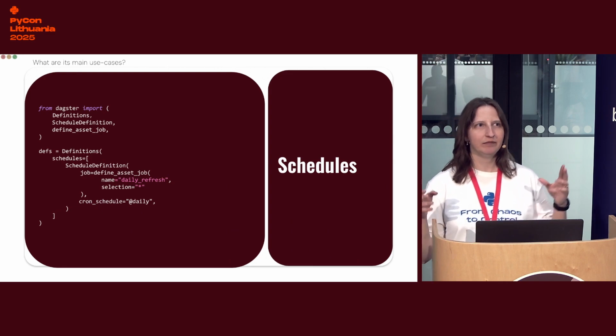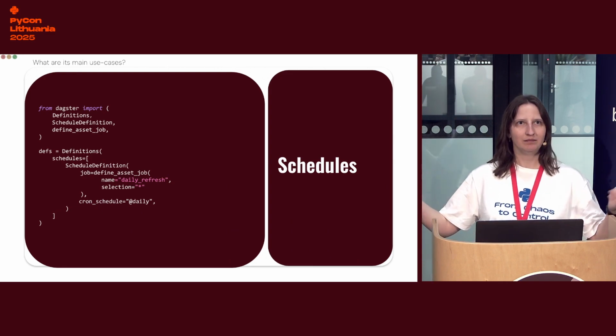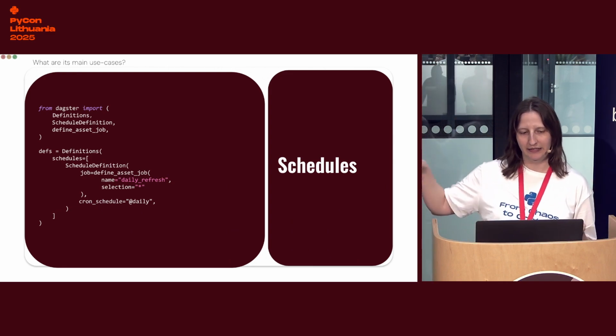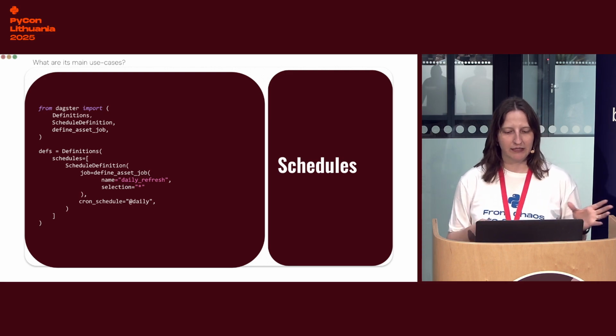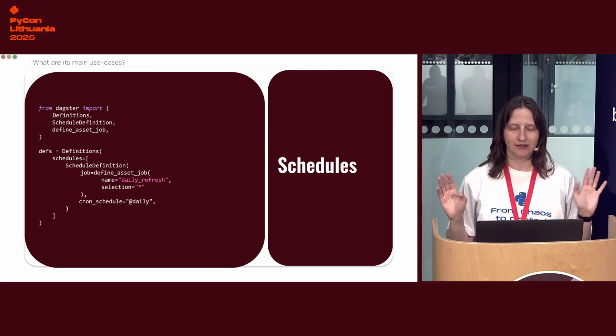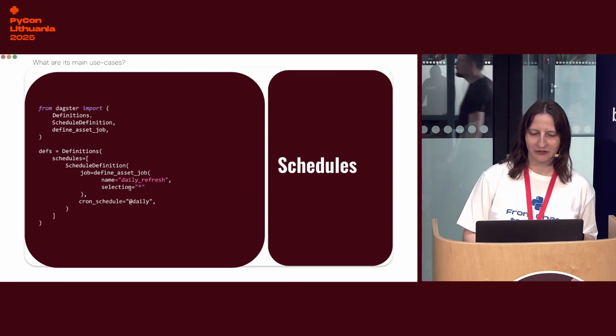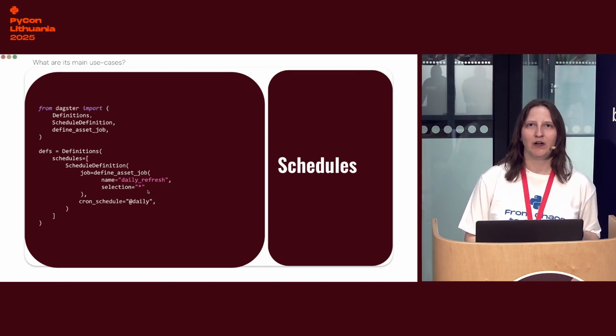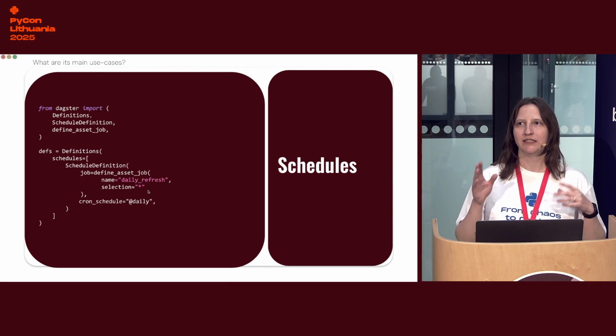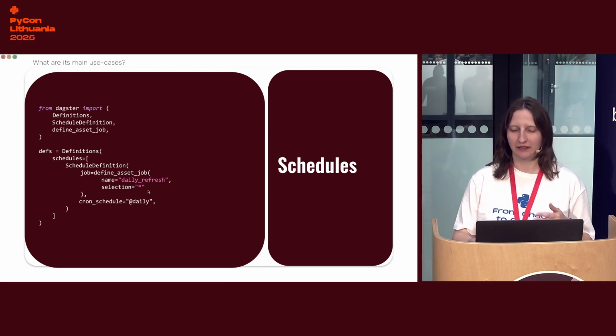Nice. And now I have the code. I need to execute it automatically. I don't want to go every day and execute it. And it's as simple as that. I just add a schedule. In this case, it's just a daily schedule. It's very simple. I need to also define the selection of all the assets. You may have something that you execute daily, you may have something that you execute hourly.